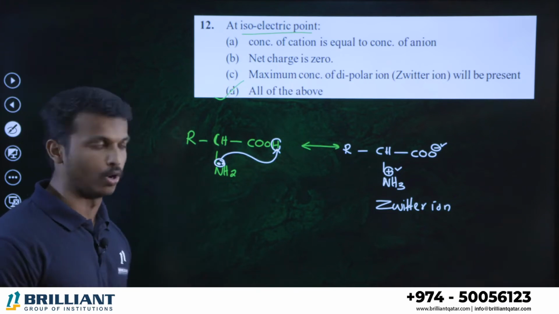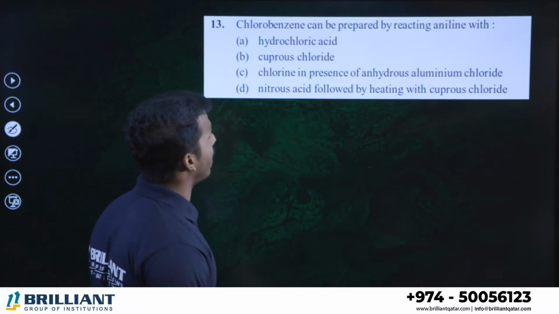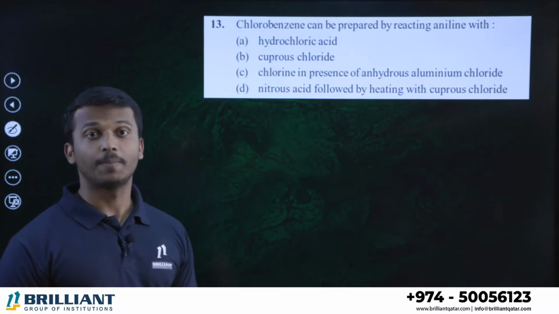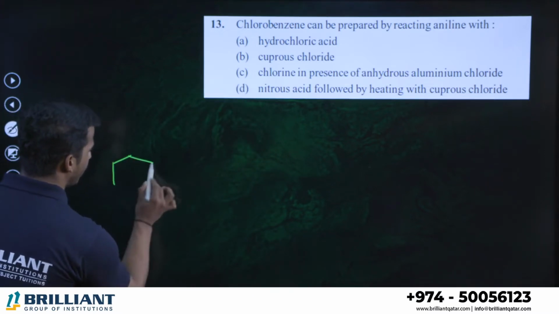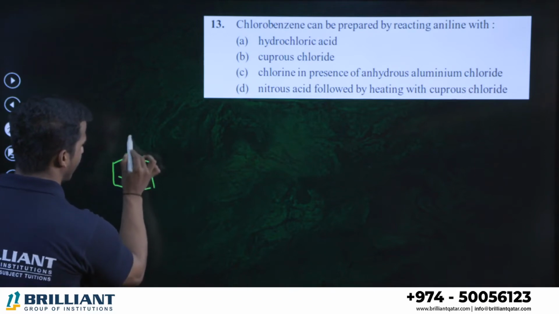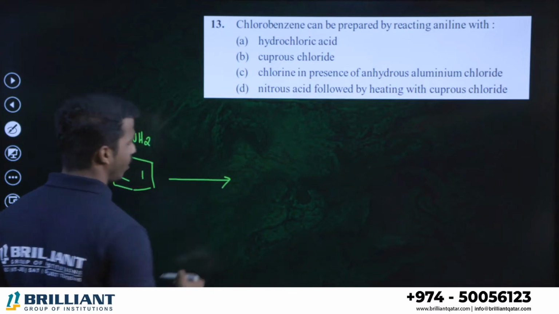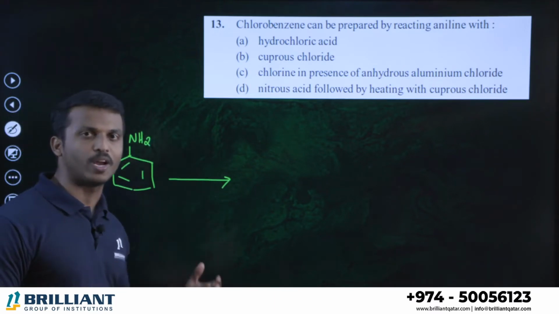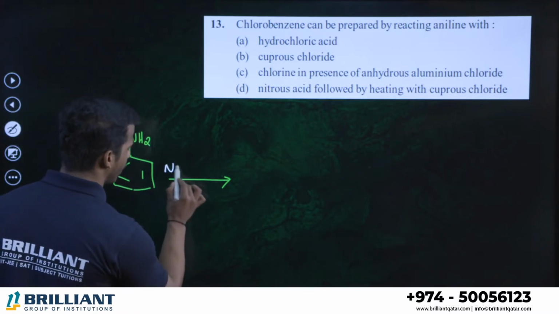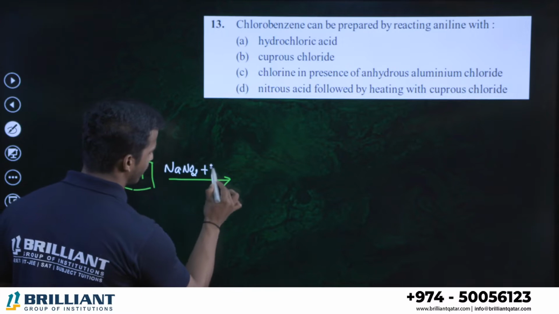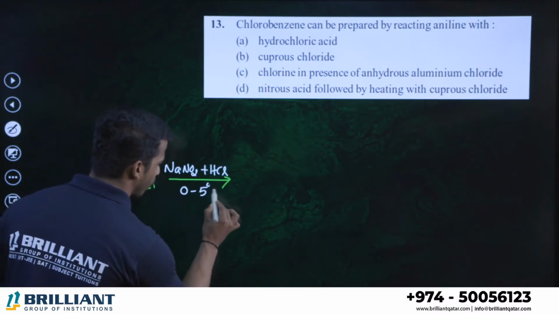Okay, chapter is biomolecules. Next one, question number 30. Chlorobenzene can be prepared by reacting aniline with which one? Chapter haloalkanes and haloarenes. You may have studied how to convert aniline into chlorobenzene. Let's follow the mechanism once again. Benzene with NH2 is called aniline. Aniline you cannot directly convert to chlorobenzene, right? First we are doing diazotization. What is diazotization? We are treating with NaNO2 and HCl, sodium nitrite and HCl, at 0 to 5 degrees Celsius.